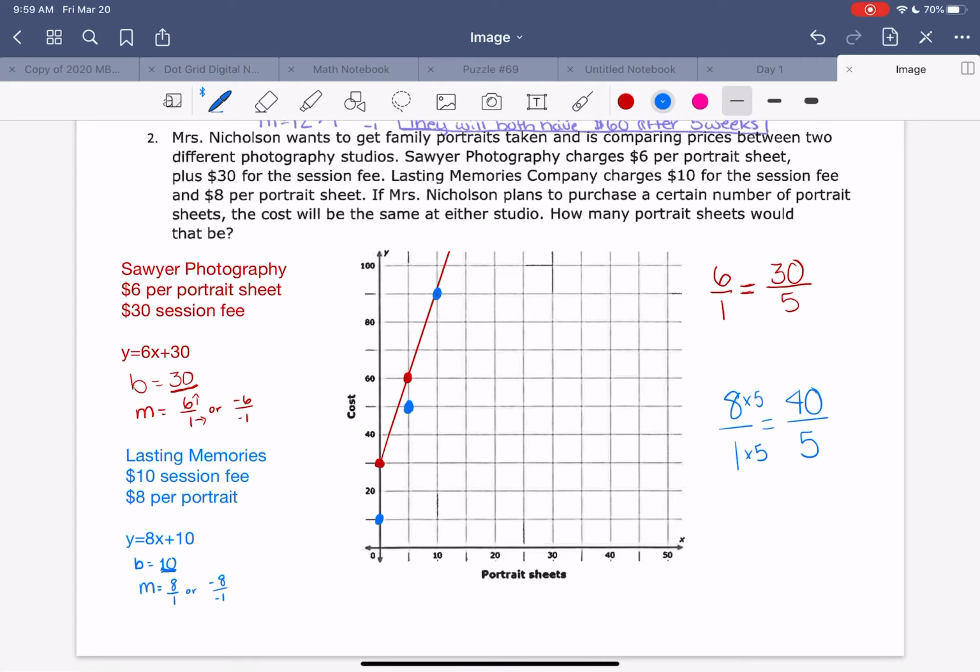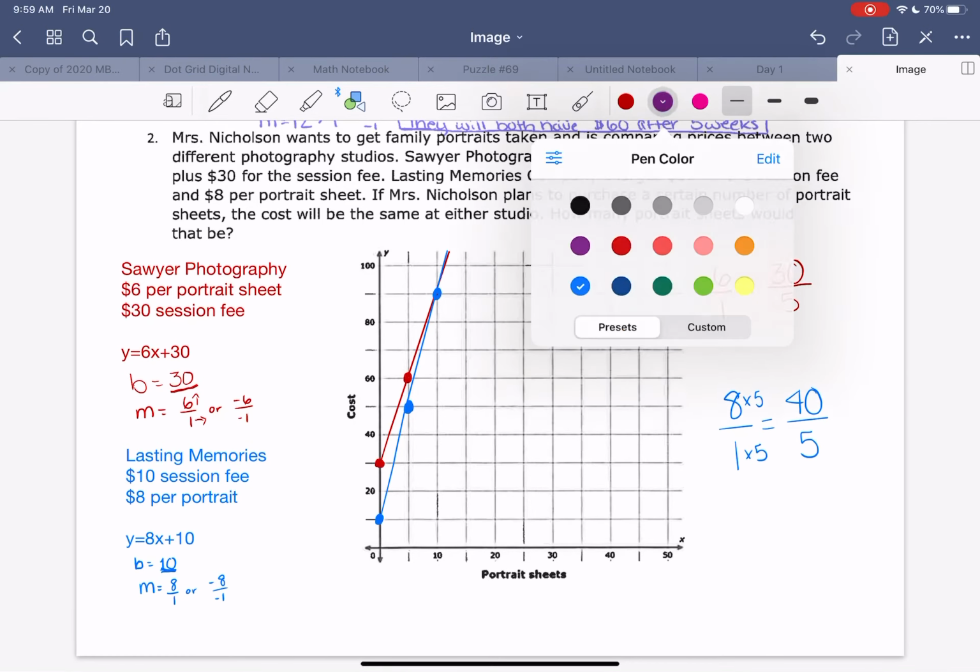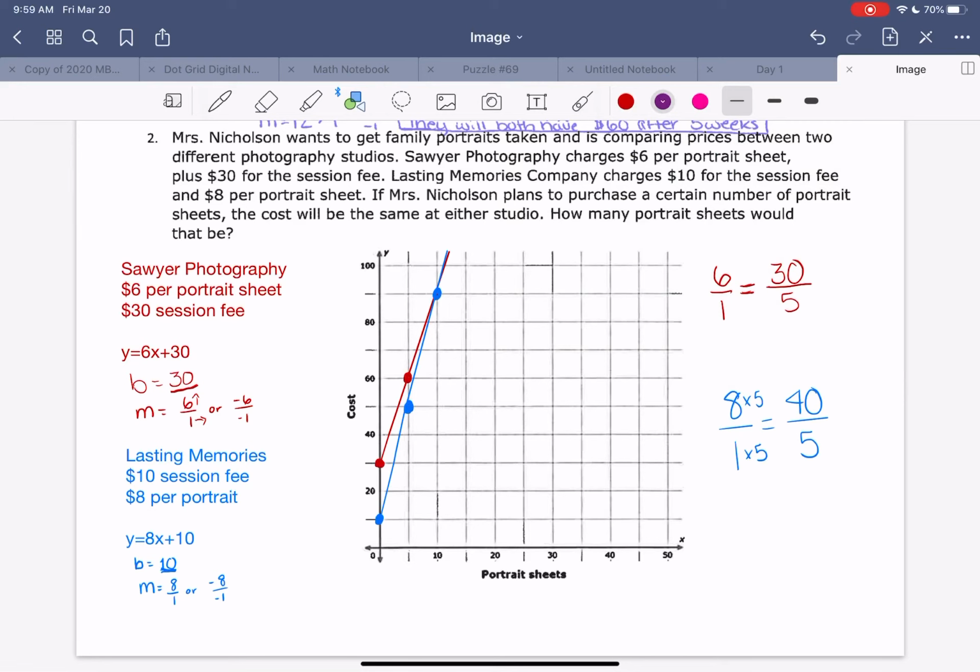So before I even graph it, we can kind of already see what point they're going to share, but still need to make our line. Okay, and then remember that your solution is always the point where they are crossing. Clearly they cross at that point because that's the point that both lines had, and that point is going to be 5, 90.